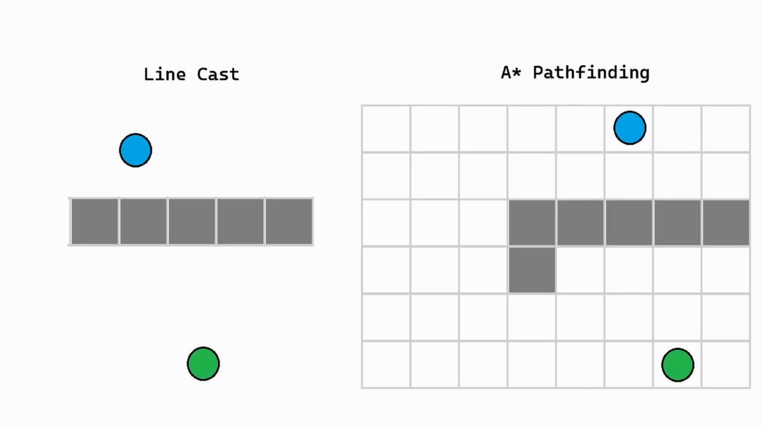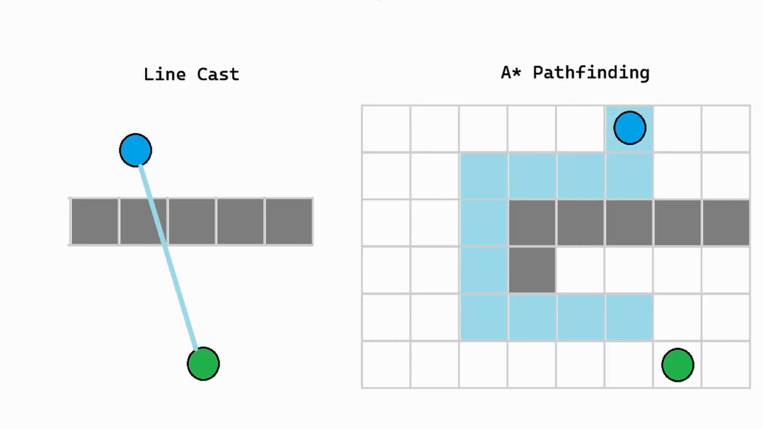So within Unreal, in the blueprint script, there are many functions that are called to calculate this occlusion value, but the two main logic systems are an advanced line cast system and an A-star pathfinding system. A brief overview of how these work.